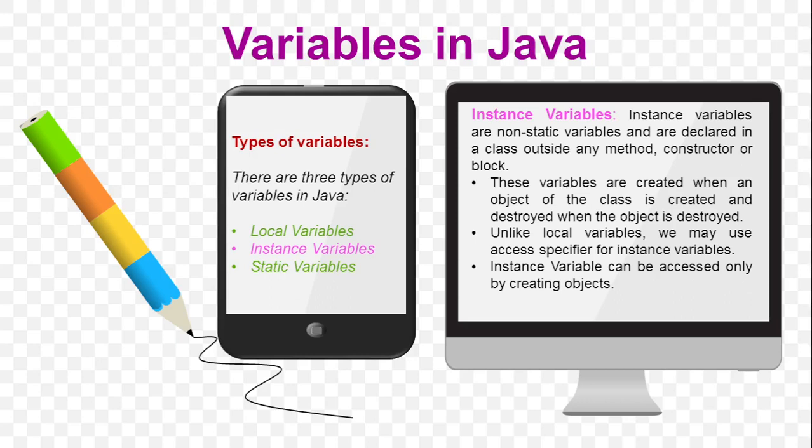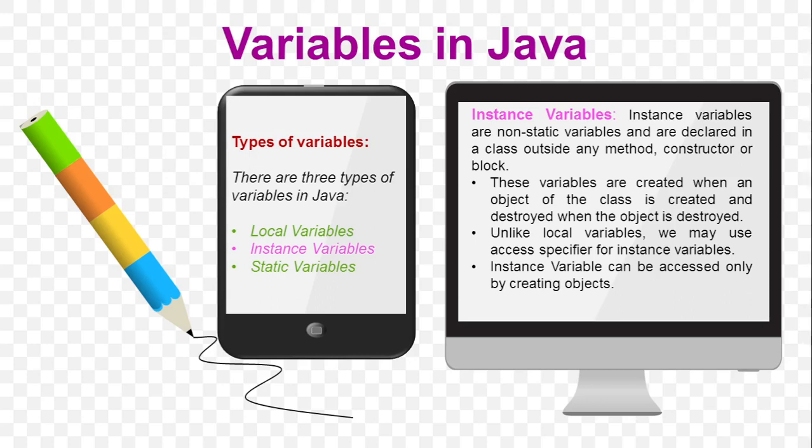Yes, instance variables are non-static, non-local variables. There are three types of variables: local, static, and instance. An instance variable is neither a local variable nor a static variable. These are declared in a class outside any method, constructor, or block. So instance variables are just the opposite of local variables.